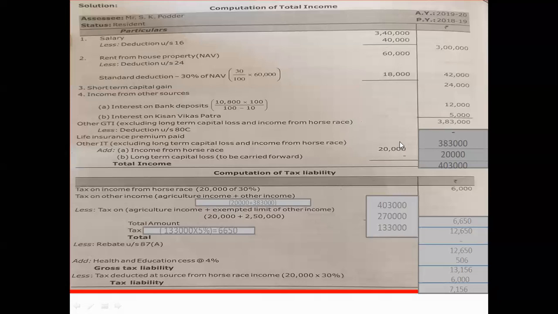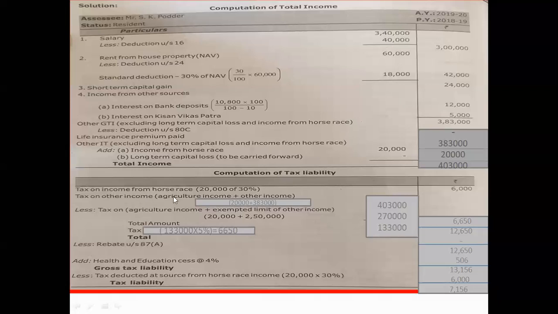Now, since he is an assessee, an individual, and age is less than 60 years, based upon that we need to calculate the tax liability. As per the slab rates, up to 2,50,000 he can claim the exemption. From 2,50,000 to 5 lakh, 5%; 5 lakh to 10 lakh, 20%; above 10 lakhs, 30% will be the tax rate. Now let's calculate the tax liability. That is the heading called computation of tax liability.